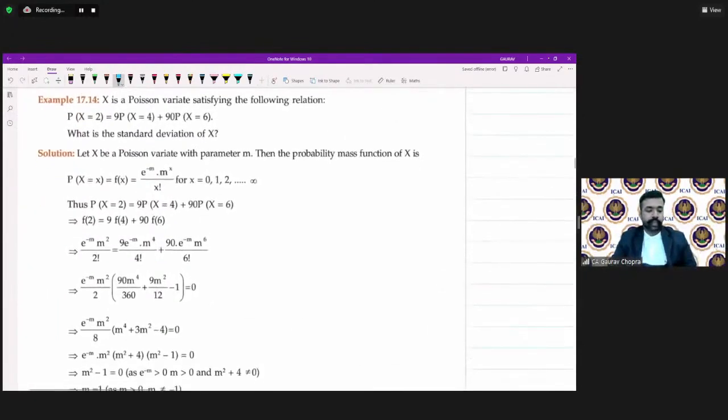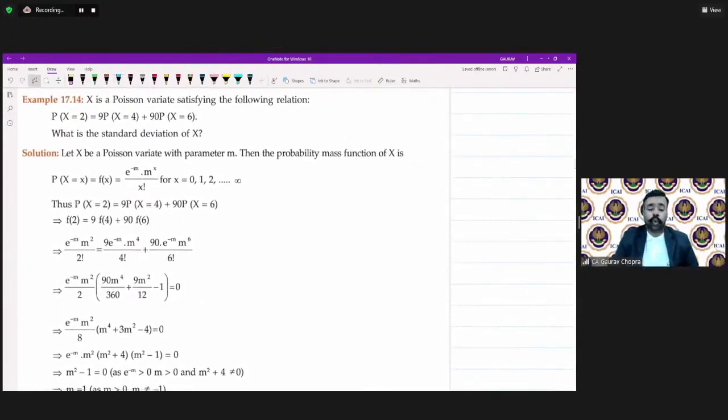Now, 17.14. This question has been repeated many times in exams. Let's solve this question now. X is a Poisson variate satisfying the following relation. So we are given a relation and we have to find out the standard deviation of X. Let's do this.